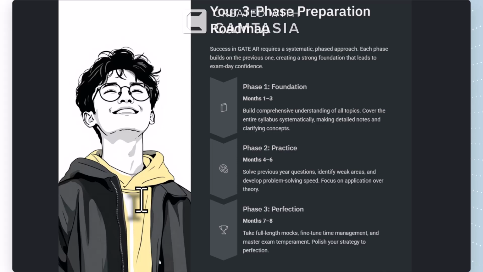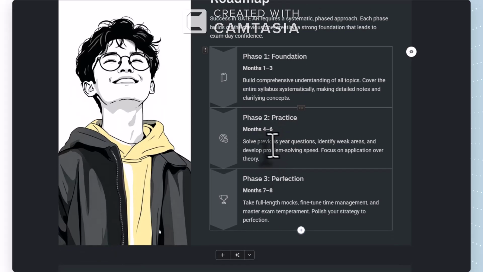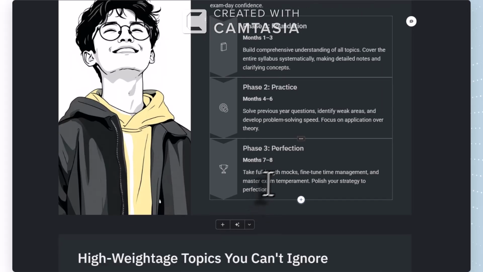Phase-wise preparation strategy. Phase 1, foundation, months 1 to 3: build a comprehensive understanding of all topics, cover the entire syllabus systematically, make detailed notes and clarify concepts. Phase 2, months 4 to 6: solve previous year questions, identify weak areas and develop problem solving speed, focus on application over theory. In phase 3, perfection, months 7 to 8: take full length mocks, fine tune time management and master exam temperament, polish your strategy to perfection.